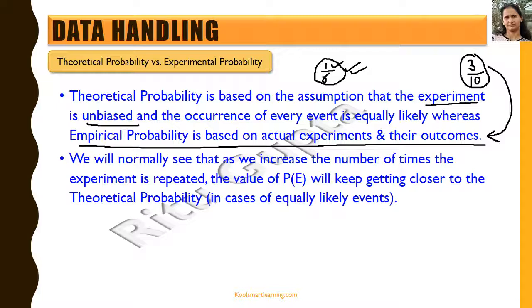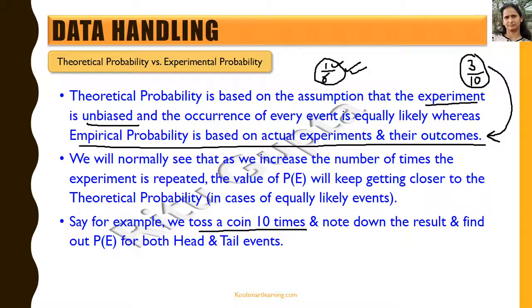So theoretically we can say that if two teams or two players are playing against each other, the probability of winning is 1 by 2 for both of them. But practically, the empirical probability that comes out may not be close, and even if we increase the number of times this experiment is repeated, we may not get anywhere closer to the theoretical probability.